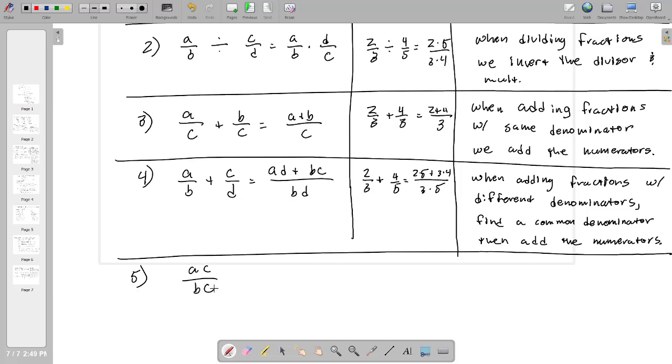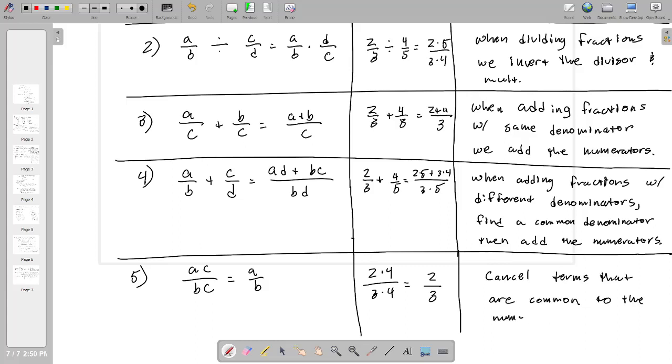AC over BC is equal to A over B. This will look like this: if we have 2 times 4 over 3 times 4, then the 4s are common, so we can actually cancel them. And 2/3 remains. Cancel terms that are common to the numerator and denominator.